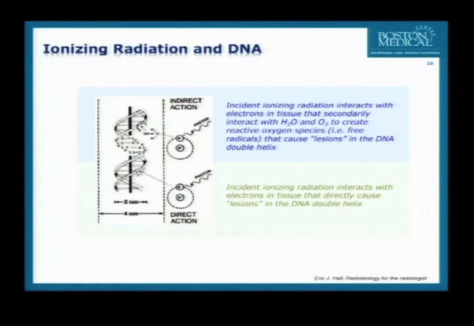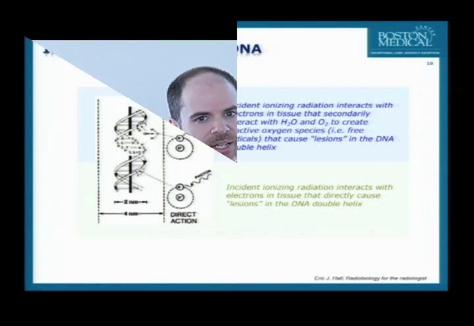There are two primary mechanisms of DNA damage with radiation therapy. There's an indirect mechanism and there's a direct mechanism. The one that accounts for most of the damage that we cause with therapeutic radiation is actually the indirect mechanism.